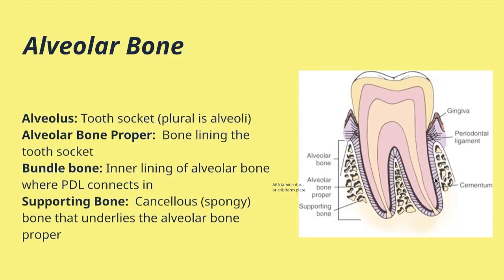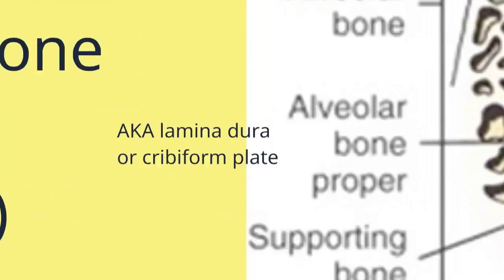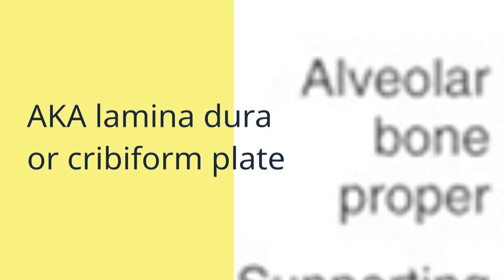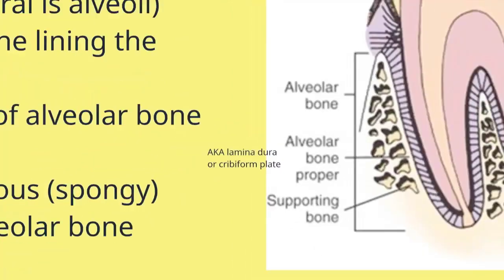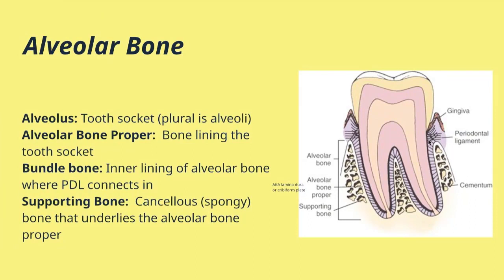Deep to that, the alveolar bone proper refers to the bone lining the tooth socket. Other terms synonymous with the alveolar bone proper are lamina dura and cribriform plate. Bundle bone is the inner lining of the alveolar bone where the PDL connects in. The PDL travels from the surface of the tooth through the alveolus and into the bundle bone of the alveolar bone. Deep to all of this is the supporting bone. The supporting bone is the cancellous or spongy bone that connects with the remaining structure of the mandible and maxilla.